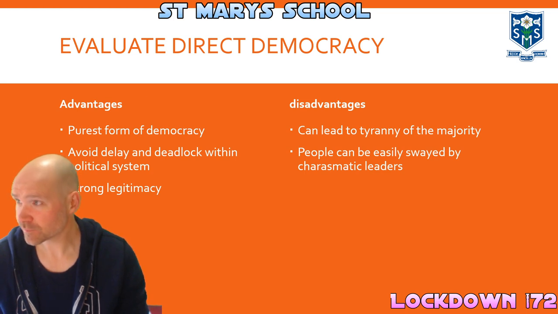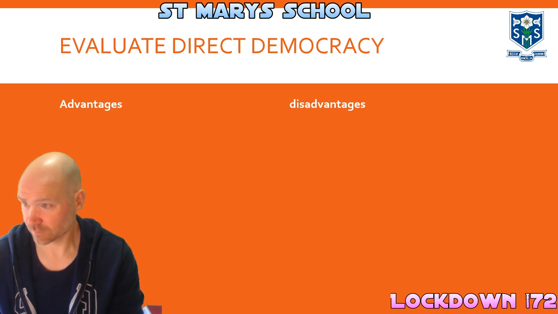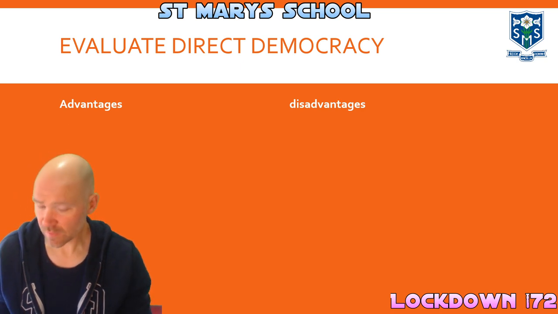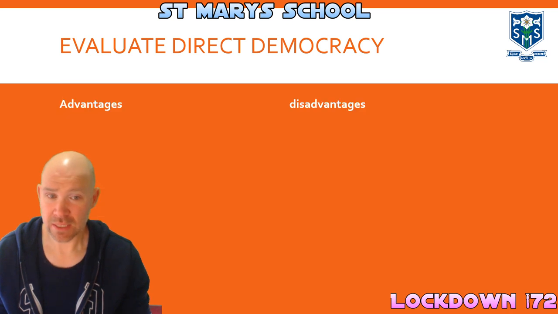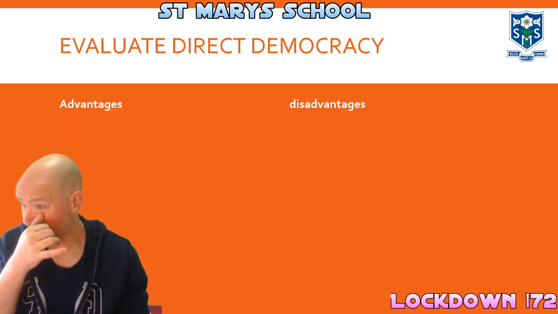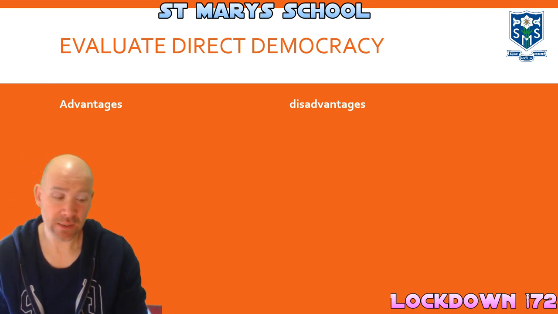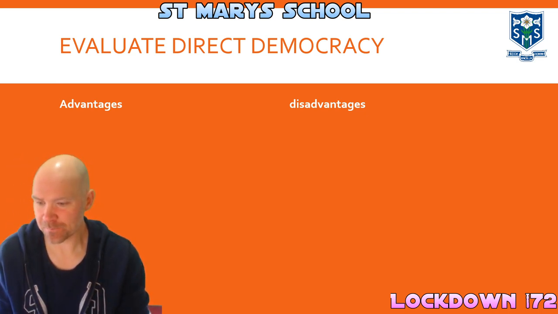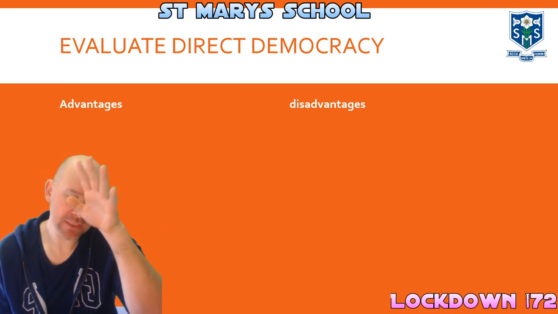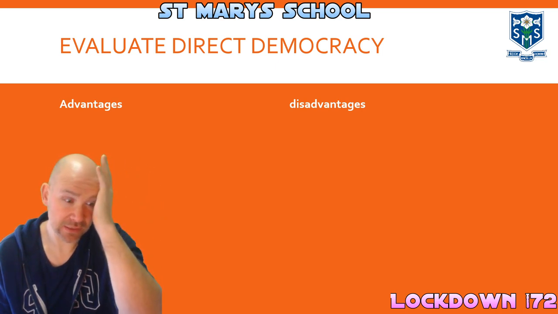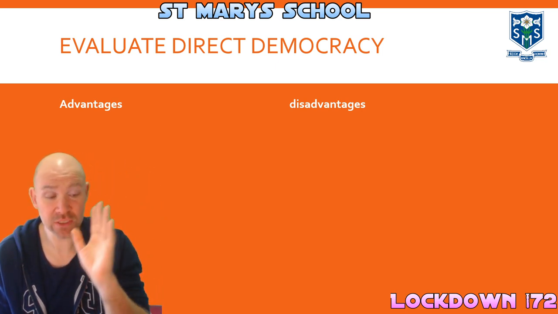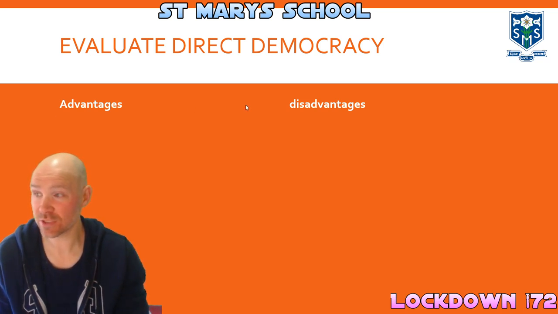Let me fix that. The next issue I'd like to discuss about direct democracy is that people can be very easily swayed by charismatic leaders. When it comes to a vote, this is a dodgy example, but you'll see where I'm going here. If we think about the Brexit vote, it was very clear to see that on the Brexit side, you had extremely charismatic leaders such as Nigel Farage, you had Boris Johnson.